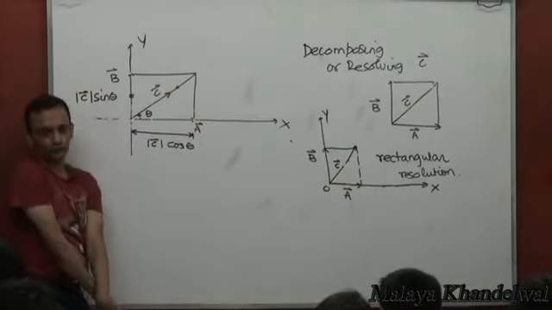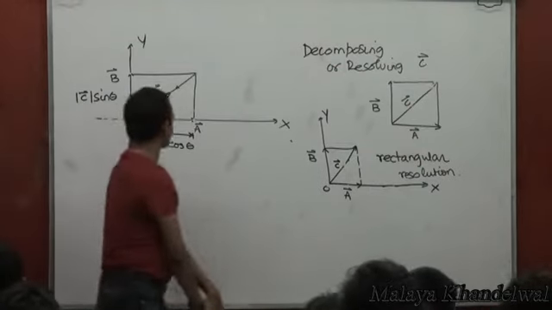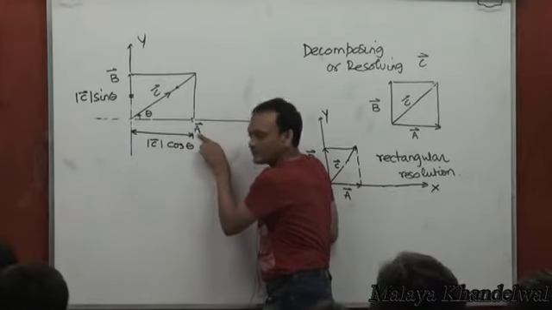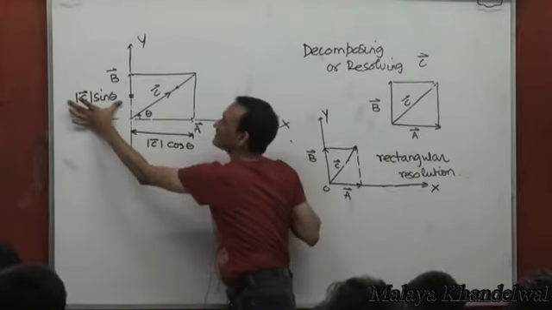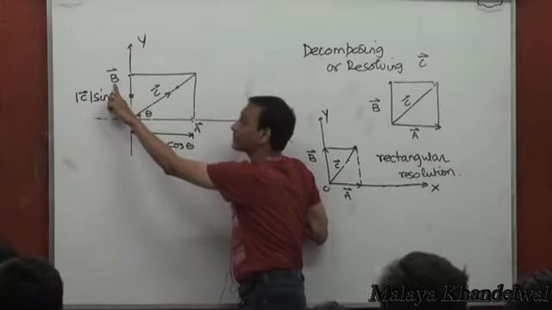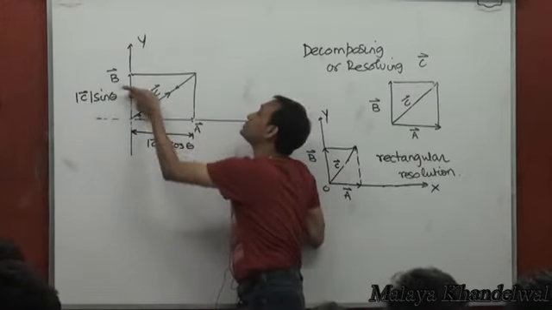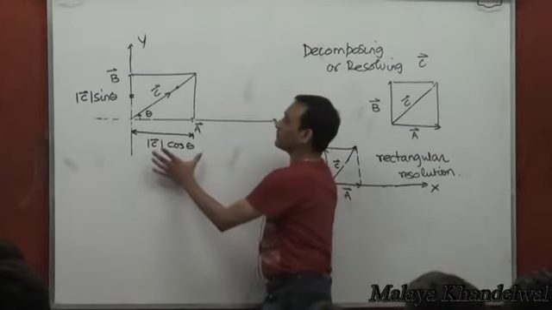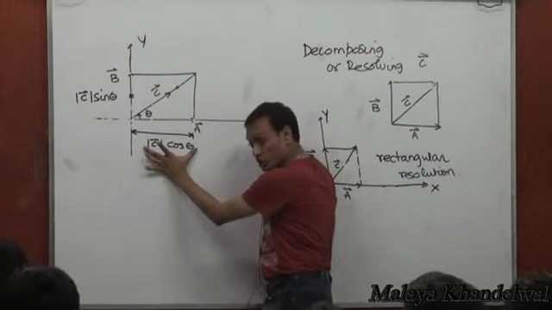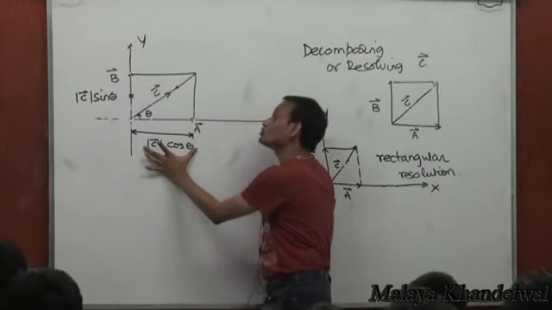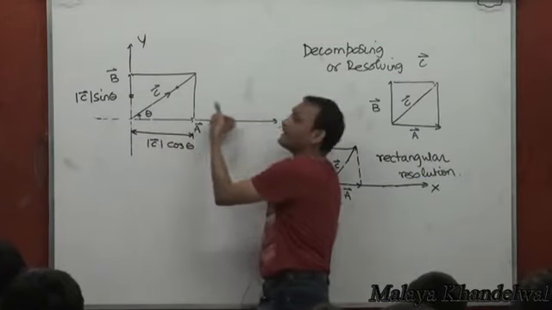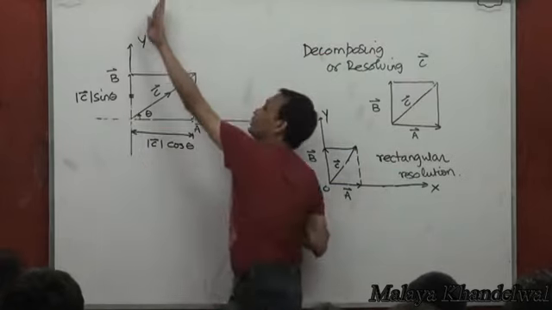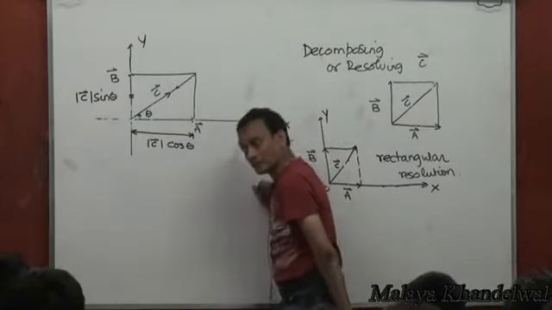Yes or no? Do you realize that this is the magnitude of the vector A, and this is the magnitude of the vector B, and A and B are such that the resultant of A and B is C? Yes or no? So then we have a vector whose magnitude is mod C cos theta along the x-axis, and a vector mod C sin theta along the y-axis. Clear?